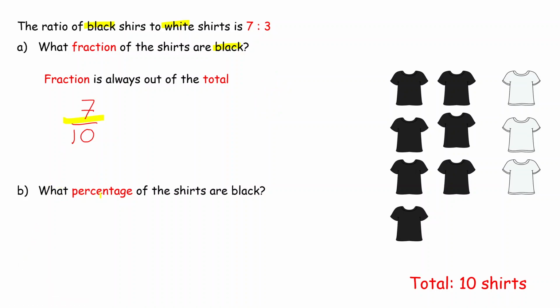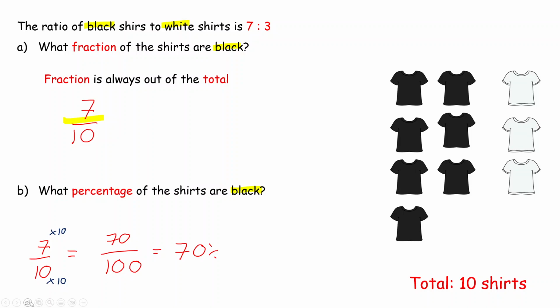Now, part B is saying what percentage of the shirts are black. So you're still looking at the black shirts, but now you're asking for the percentage. And we need to know that a percentage is going to be out of 100. So if we're given this fraction, we've got 7 over a total of 10. To get it to become out of 100, we're looking at equivalent fractions. To get 10 to become 100, you can times through by 10. Do the same thing on the top, times through by 10. So 7 times 10 is going to give you 70. So 70 out of 100, which is the same thing as 70%, because per cent means per 100.